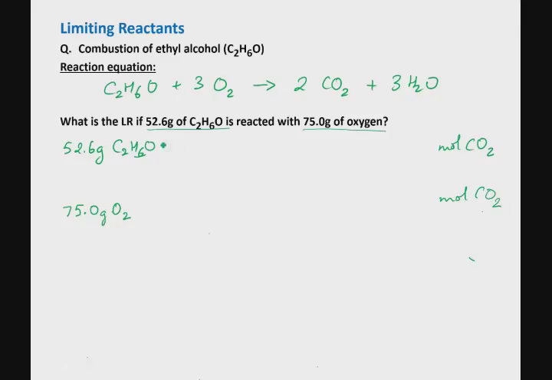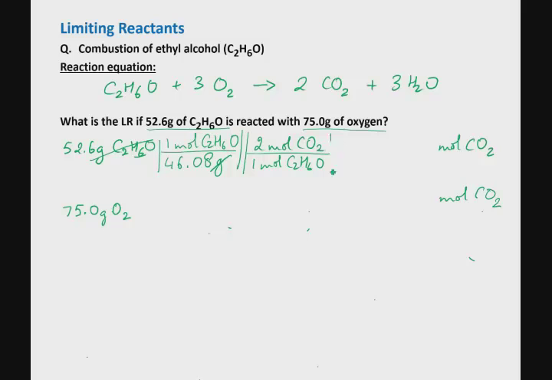So grams of C2H6O can be converted into moles using molar mass. That converts into moles of CO2 using coefficients in the balanced equation. When you calculate this and round it to three significant figures based on the amounts given, we get 2.28 moles of CO2 from ethyl alcohol.